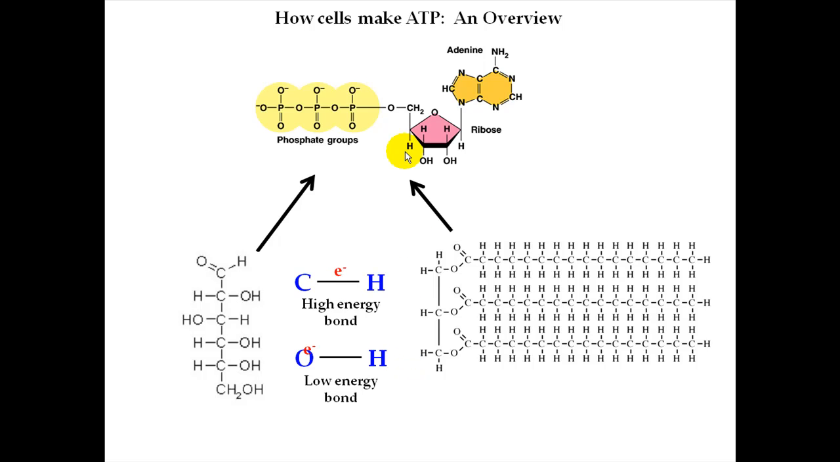So again, ATP is considered a high energy molecule because it has 3 phosphate groups on there. Each one of those phosphate groups has a negative charge. Electrons have negative charges.